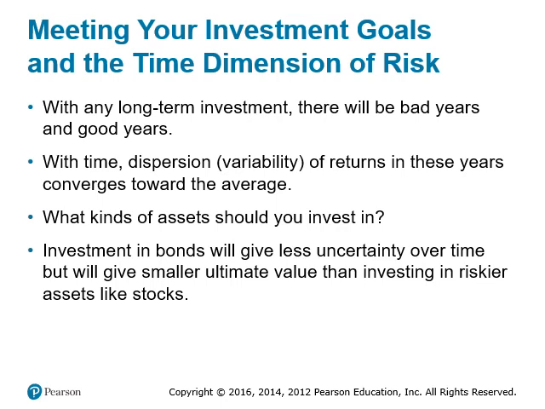and the average will be attained. So what kind of assets should you invest in? You should try to identify the kind of assets that you want to invest in, especially given the fact that they are long-term investments. Investment in bonds will give less uncertainty over time, but will give a smaller ultimate value than investing in riskier assets like stocks. Like we mentioned earlier, the higher the risk, the higher the rate of return. So if you invest in bonds, it may give less uncertainty, and it's going to get a smaller value.